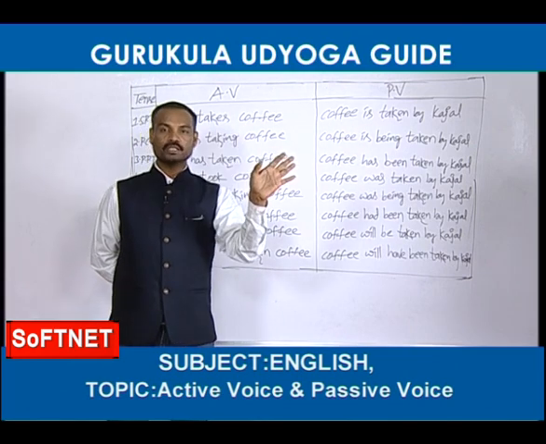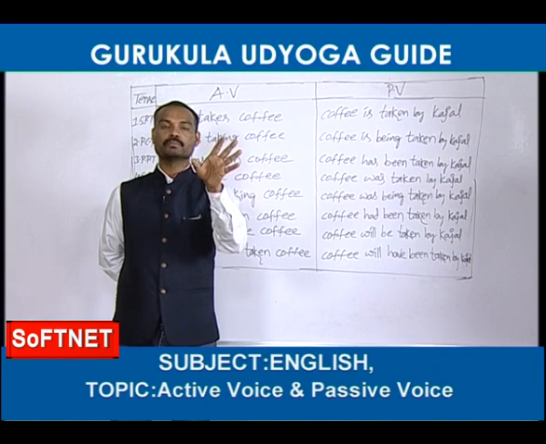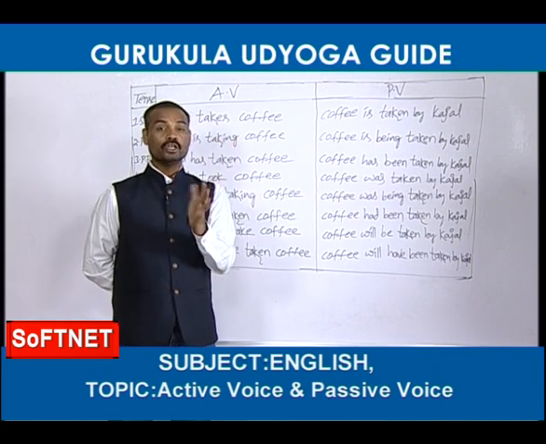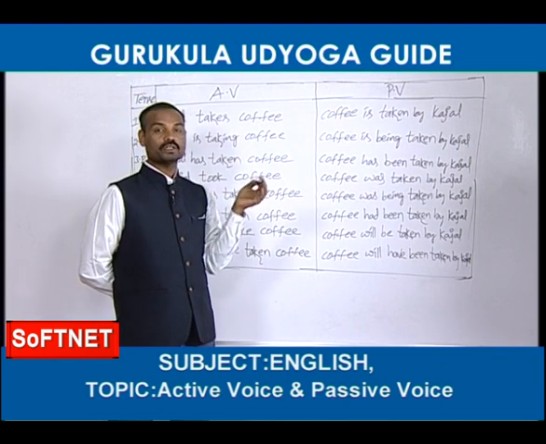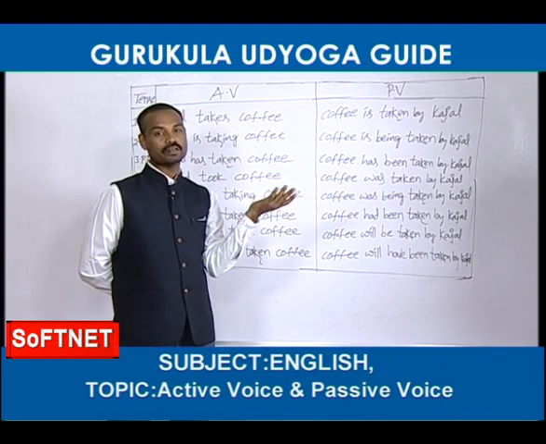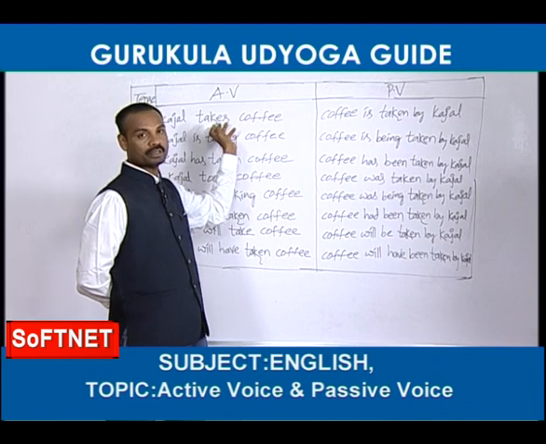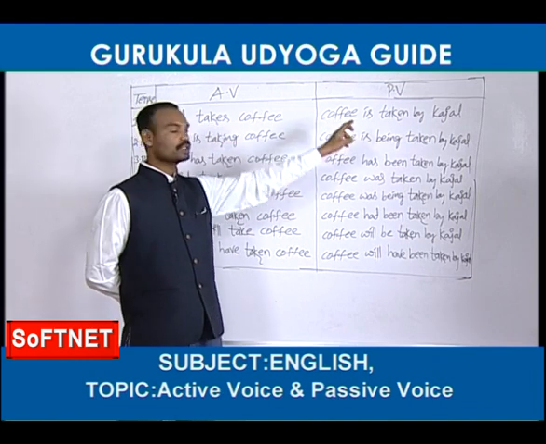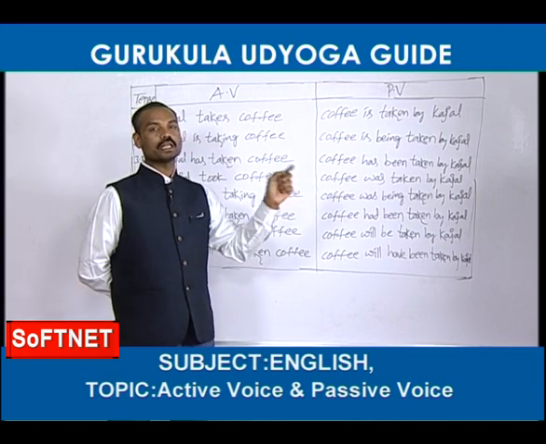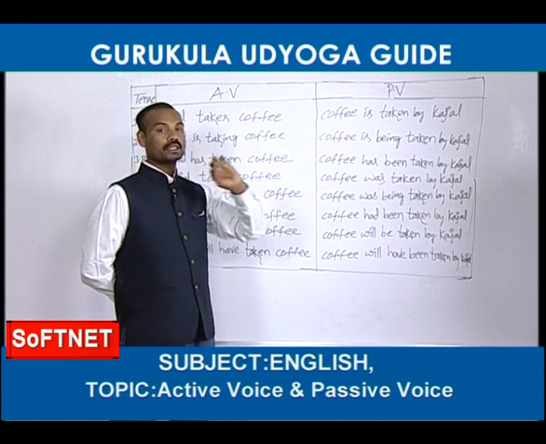Next, main verb. Main verb must be in the third form. Passive voice means the main verb always must be in the third form. Where can you bring that main verb? Main verb is given in the active voice only. Without main verb they never give any active voice. So in the active voice only main verb is available. So this is the main verb, but it should be changed into the third form. Take, took, taken. Okay.